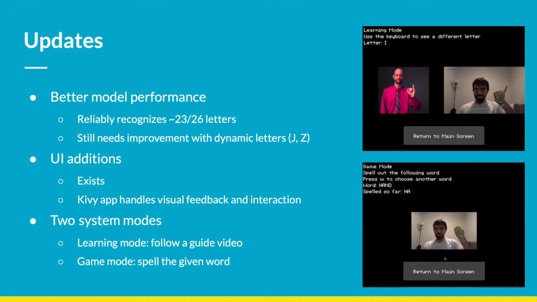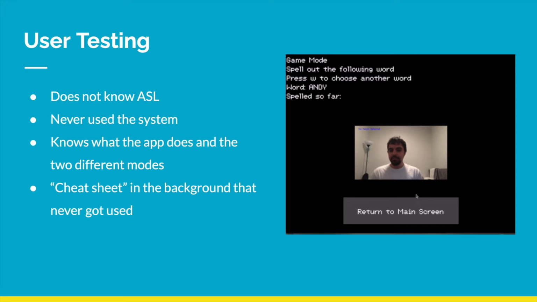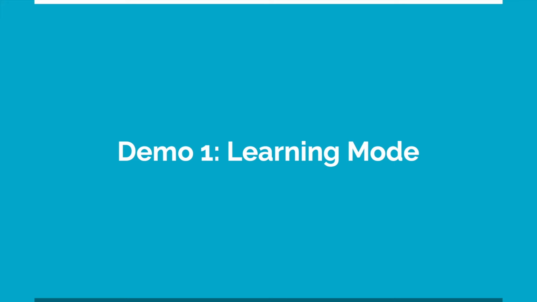Let's jump into the demo. This is my roommate Andy. I volunteered him to demo the system. Andy doesn't know any ASL and he's never used the system before. Before the demo, I explained to him the premise of the app and the two different modes. During the demo, there was an ASL letters cheat sheet open in the background just like last time, but he ended up not using it. He got started in the learning mode to get familiarized with the alphabet.